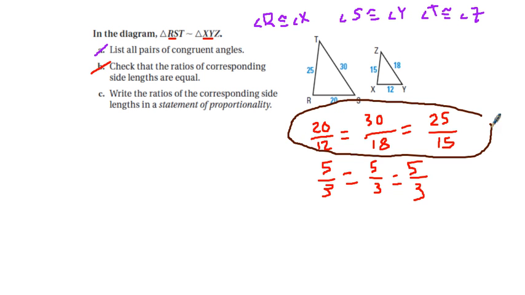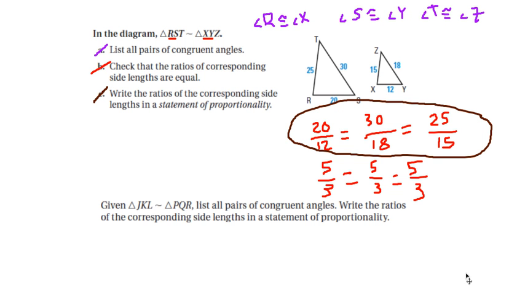When you put each of those into a proportion and set them all equal to each other, this is an extended proportion because we now have three things that are all equal to each other. But you set it up: RS over XY is right here, 20 over 12, ST over YZ, 30 over 18, and RT over XZ, 25 over 15. So that right there is part C.